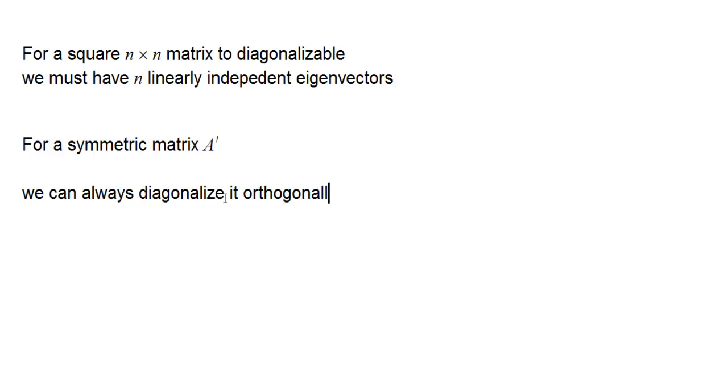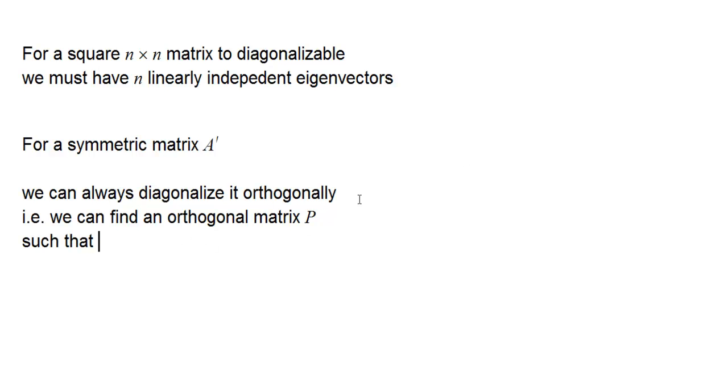Okay, that means that we can find an orthogonal matrix. Remember what an orthogonal matrix is? An orthogonal matrix is a matrix whose columns are orthonormal vectors. So an orthogonal matrix P such that, with our matrix under discussion being A, we will have P transpose A P equal to D, where D is a diagonal matrix and P is an orthogonal matrix.